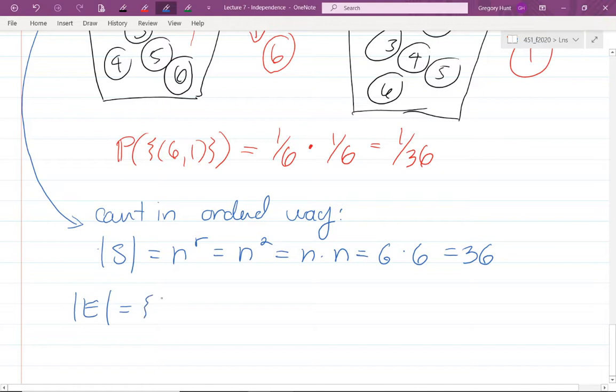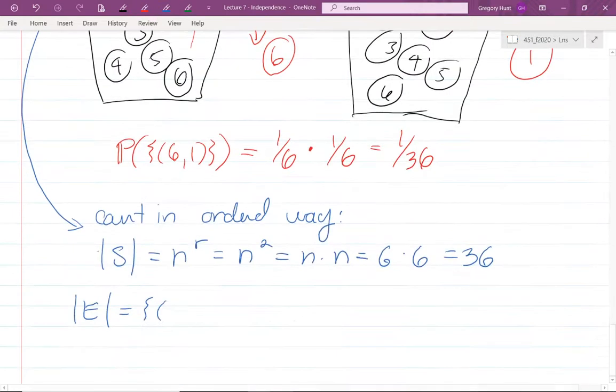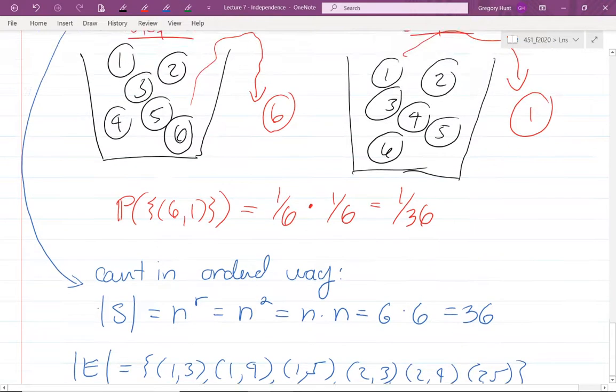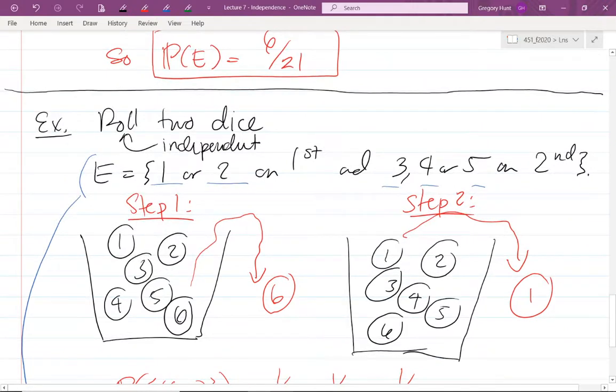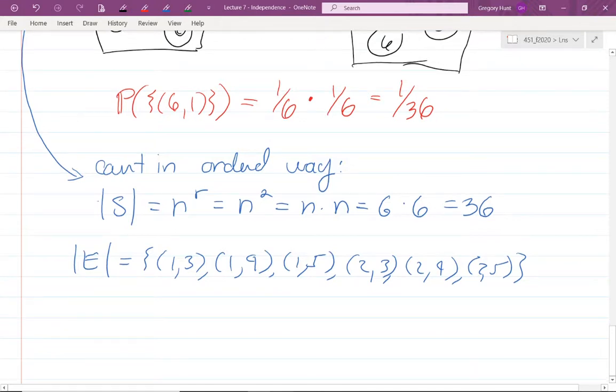Okay, well, E is the set that contains, for example, if I'm counting in an ordered way, everything where I have a 1 or a 2 on the first and a 3 or 4 or 5 on the second. So it's like 1,3; 1,4; 1,5; 2,3; 2,4; 2,5, right? That's my event E: 1 or 2 on the first and 3, 4, or 5 on the second.